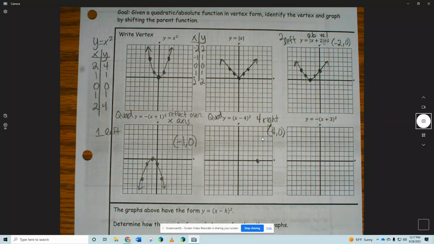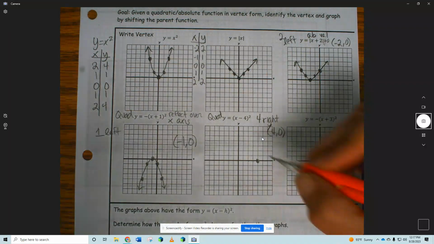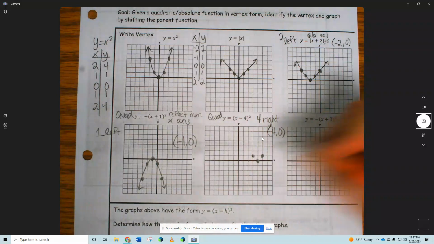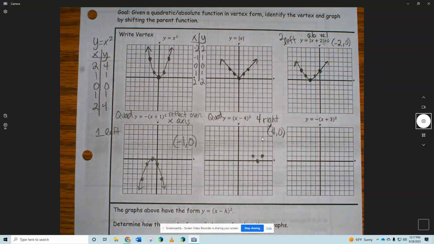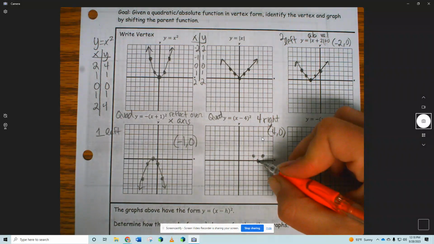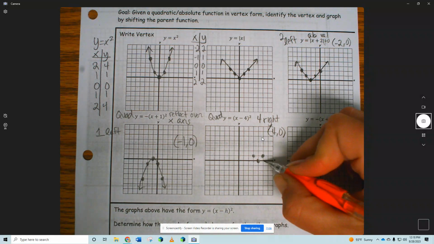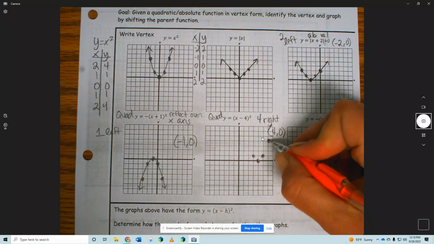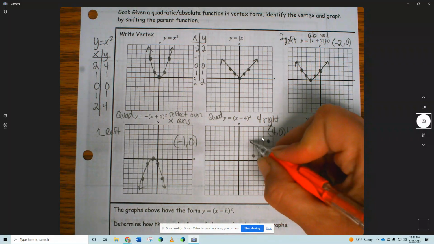Quadratic. Is it upward facing or downward facing? Upward facing, because it's a positive right after the equal sign. Over 1, up 1. Over 2, up 4. Over 1, up 1, both directions. Over 2, up 4. From my vertex, not from 0, 0. From my vertex. 1, 2, 1, 2, 3, 4. 2 to the left. 1, 2, 3, 4.